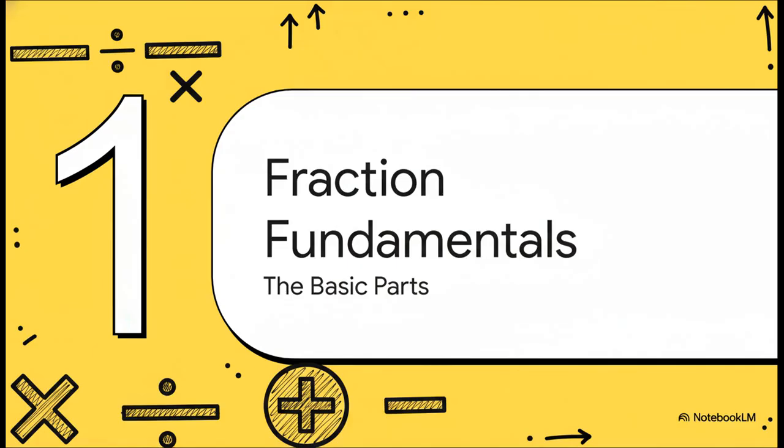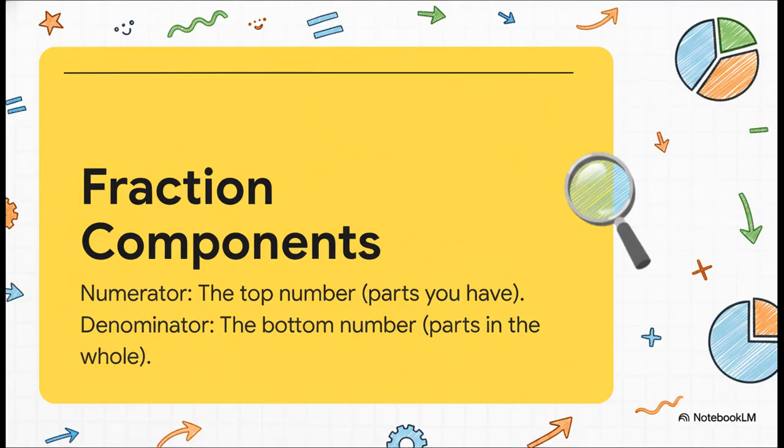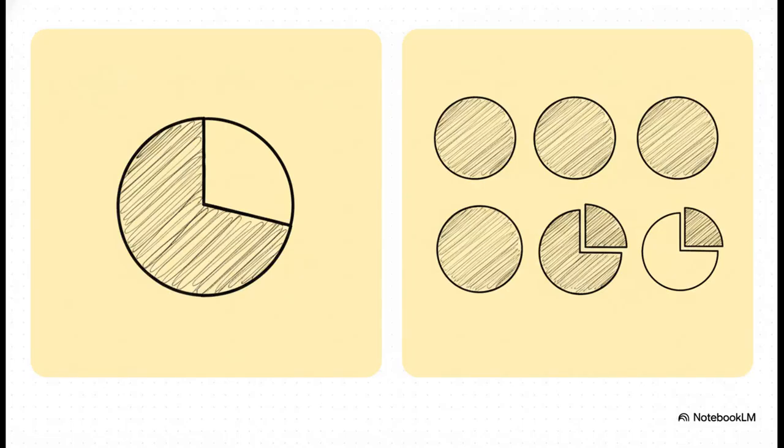Okay, first things first. Before we can use any tools, we've got to know what we're working with. Let's break down the basic parts. Every single fraction has these two parts. The top number, that's the numerator. It just tells you how many pieces you actually have. And the bottom number, the denominator, tells you how many pieces make up one whole thing. Simple as that.